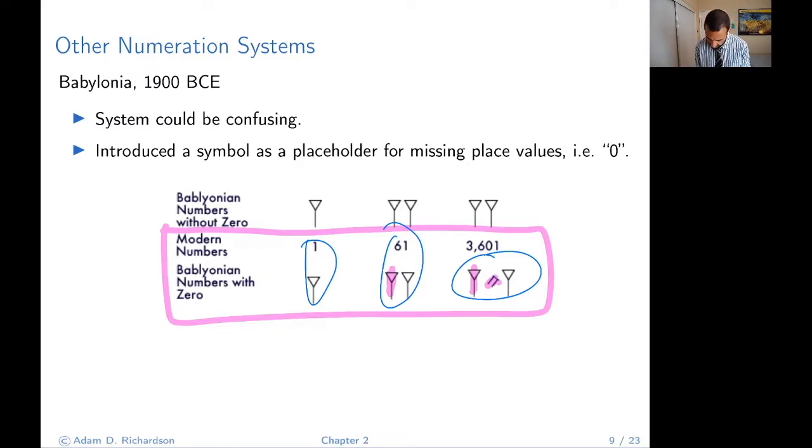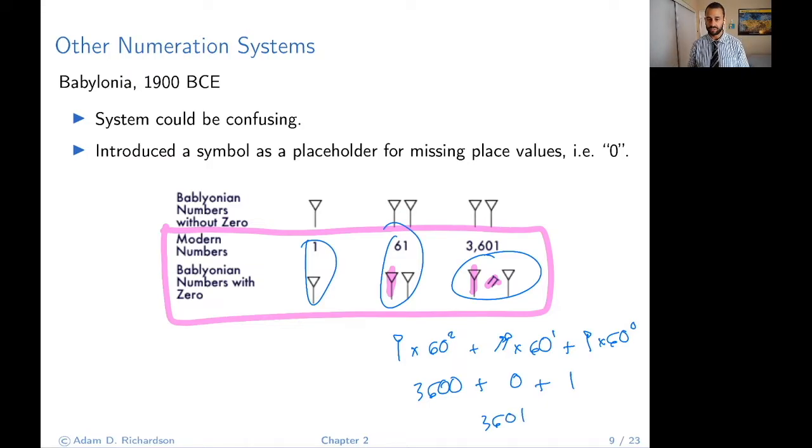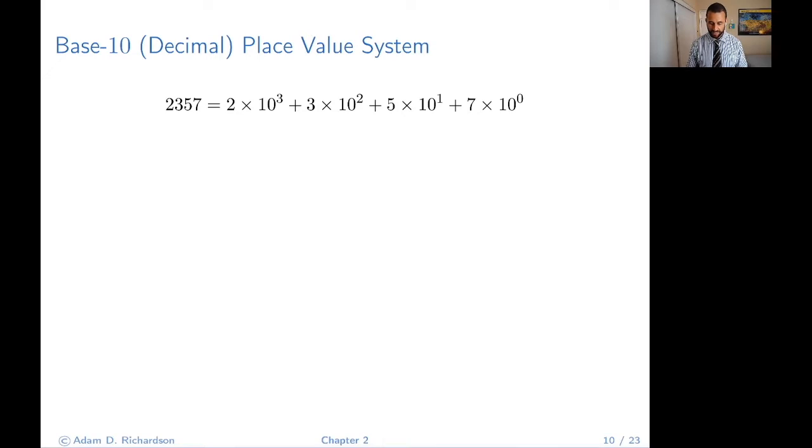Let me write that out down below here. Essentially, you've got 1 times 60 squared plus 0 times 60 to the 1 plus 1 times 60 to the 0. Well, 60 squared is 3,600. And then 0 times 60 is 0. And then 1 times 1 is 1. So you get 3,601, just like that. So the Babylonians were the ones who came up with 0 in that kind of capacity, and that was very, very helpful.